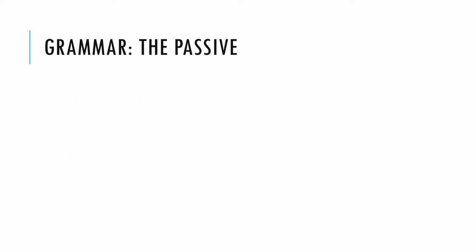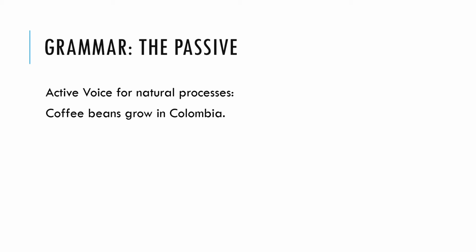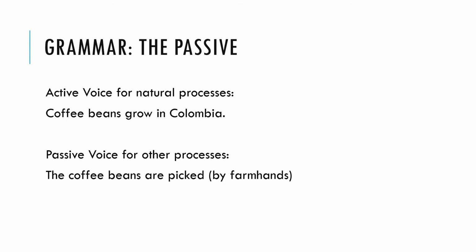When writing about process diagrams and using the passive, we have a couple of choices to make. We use the active voice for natural processes. For example, coffee beans grow in Colombia. Humans have next to no part or very little part in this part of the process. Coffee beans grow naturally, so we use the active voice. However, for other parts of process diagrams, we're going to use the passive voice. So, the coffee beans are picked. And we can have by who does it, but in this case it's not going to be important.